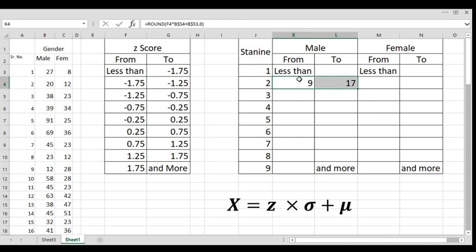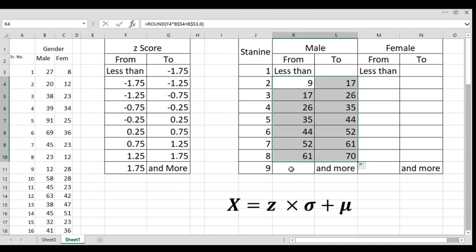Now friends, we will select both these cells in which the lowest and highest scores for second stanine are found. Then we bring the cursor over the tiny square found at the lower right side of the selected cells, and as soon as it changes into a plus sign, we double click here, and the values of the range of all the stanines in terms of x, in terms of raw scores, are found.